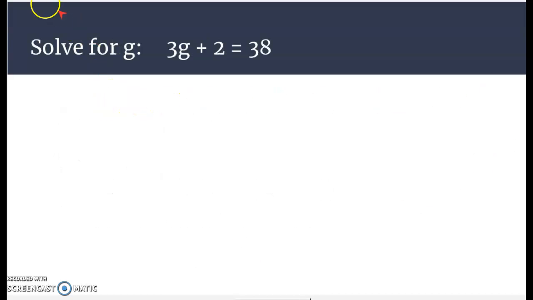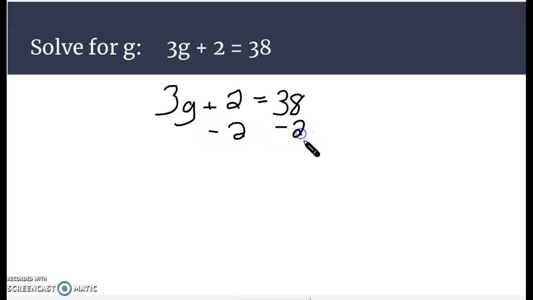We're solving for g. 3g plus 2 equals 38. Let me rewrite this first here. So, like we said, step 1 is to find the variable, which is g. And look at what's happening to it. We're multiplying by 3. We're also adding 2. We're going to get rid of that 2 first. I'm going to take away 2 from both sides of the equation. Notice I have to do it to both sides to keep the equation balanced. And then I have 3g equals 36 because 38 minus 2 is 36.